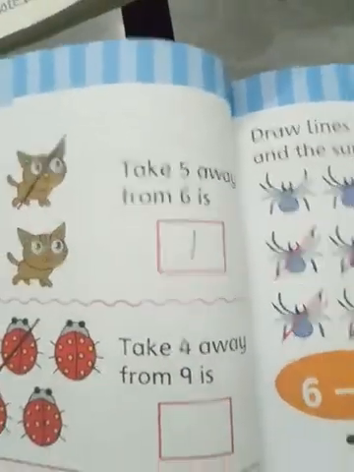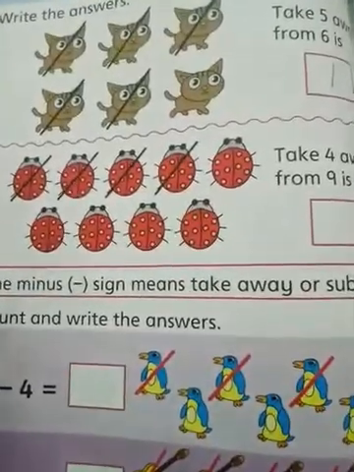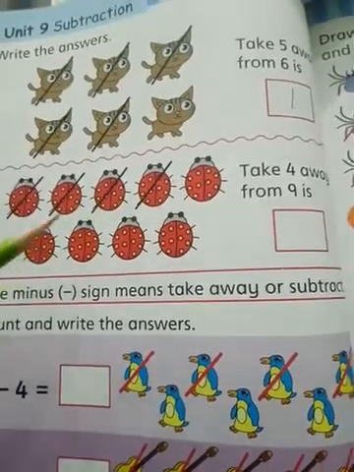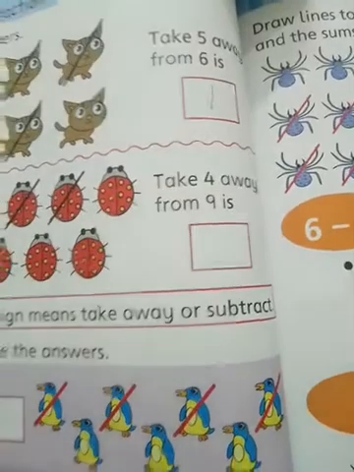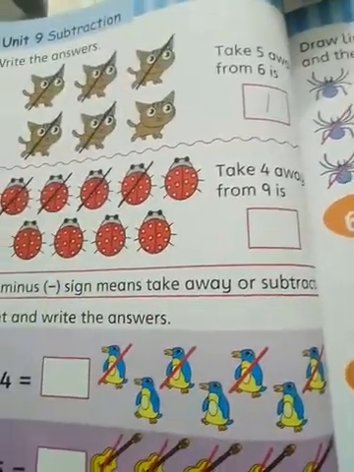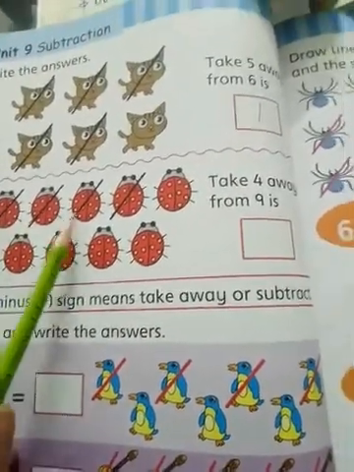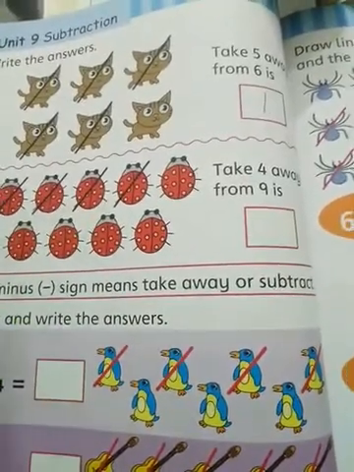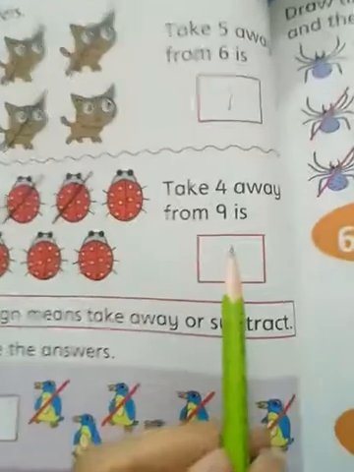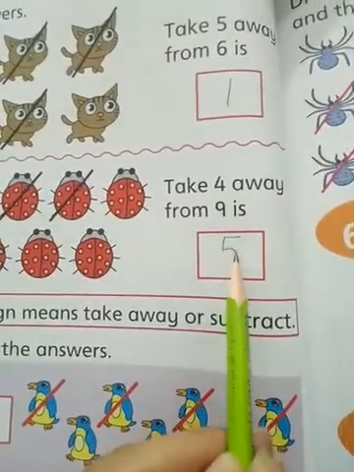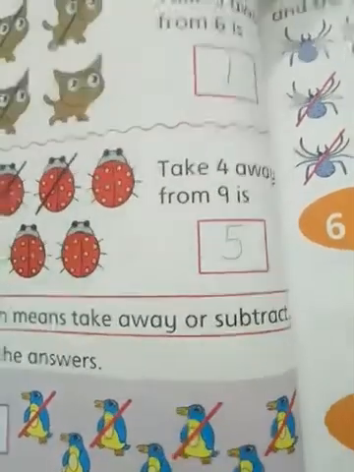This is our answer. Now second, 1 2 3 4 5 6 7 8 9. Take 4 away from 9 is, here are total 9 and we have to take away 4. 1 2 3 4. Now remaining are 1 2 3 4 5. So our answer is 5, so we will write our answer here in this box, 5.